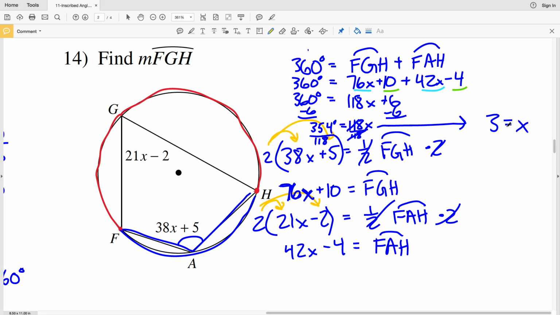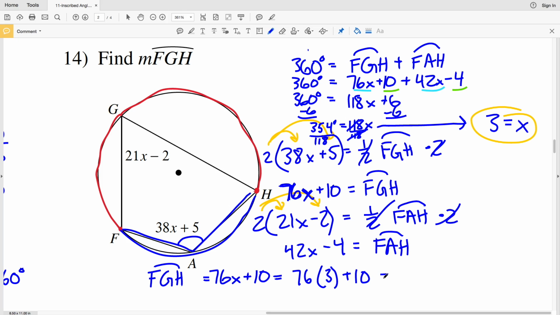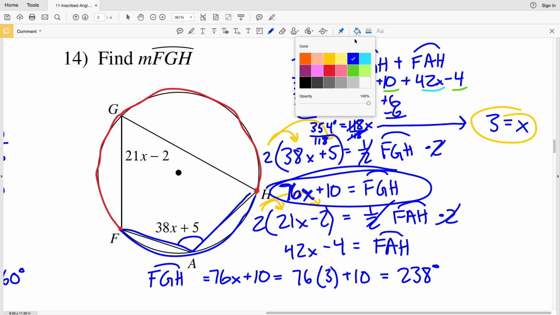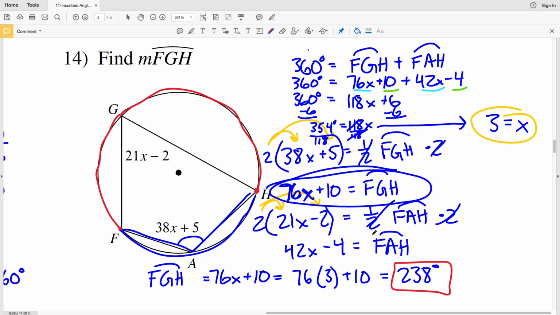Now that I know that 3 is equal to x, I need to plug that in to solve for FGH. And remember, FGH was 76x plus 10. That was the measure of FGH. So now that I have x, I'll say 76 times 3 plus 10 is equal to FGH. And I'm looking at this equation here. So 76 times 3 is 228, and when I add that to 10, I'll get 238 degrees for the measure of arc FGH in number 14.